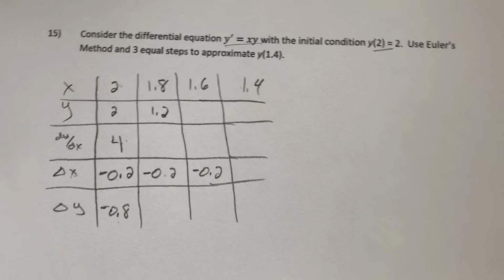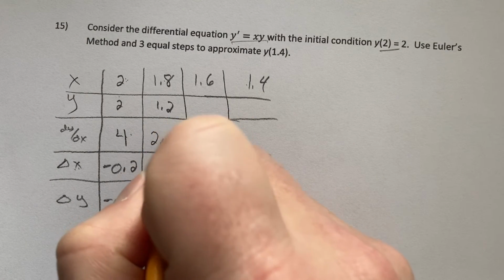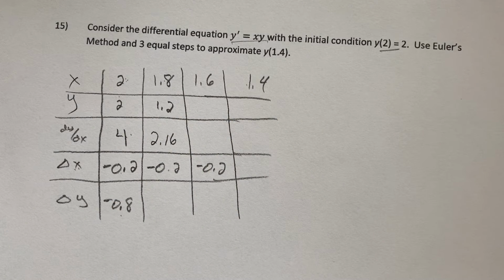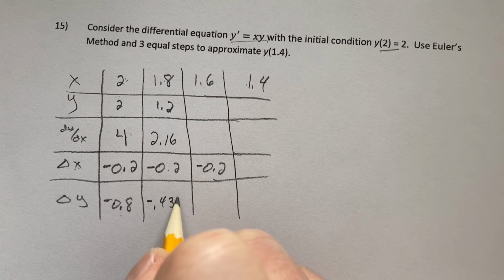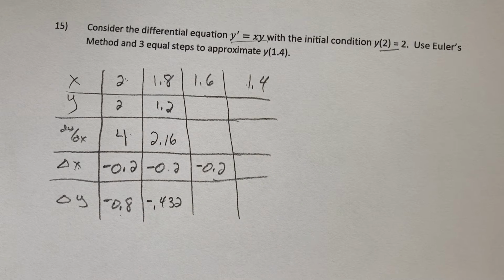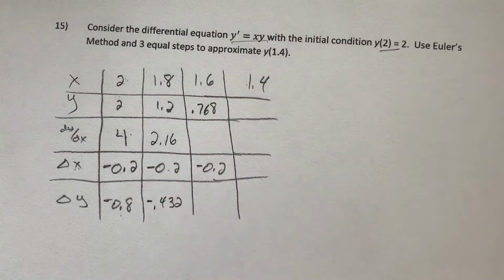All right, now to get to the next one, I have to multiply those. So now I need a calculator. Sometimes they make it so you don't need one. Sometimes they do make it so you do. This is 2.16. Multiply that by negative 0.2, and we'll get a negative 0.432. Okay, so now I'm going to take 1.2 minus 0.432, and it gives me 0.768.